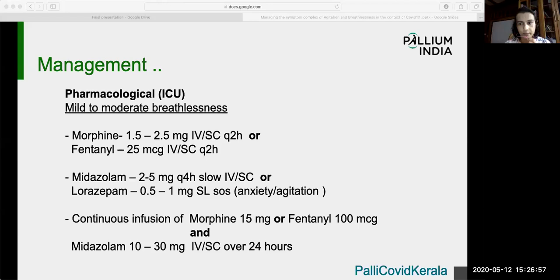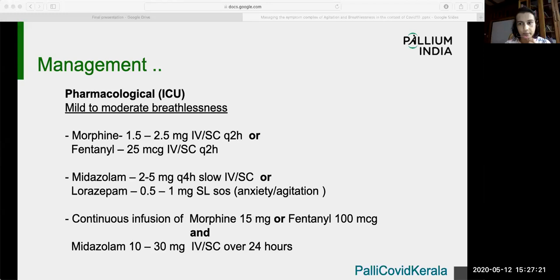So again, as I said, continuous infusion is better, mainly because the symptom might be very, very difficult to control. Boluses would be shorter acting, won't be lasting long enough. So if you're able to give a start dose and start an infusion, then it's well and good. You can start an infusion of morphine 15 milligram, or fentanyl 100 microgram, and midazolam 10 to 30 milligram, IV or subcut over 24 hours.